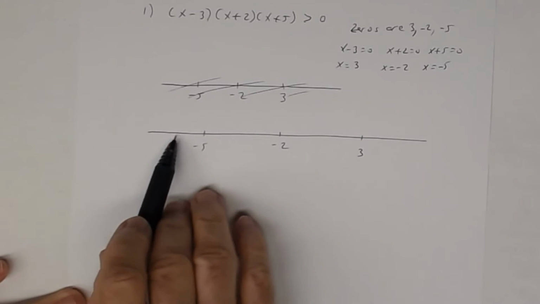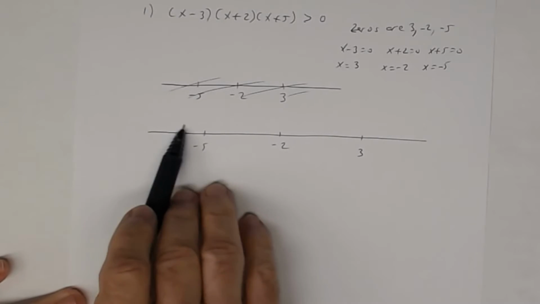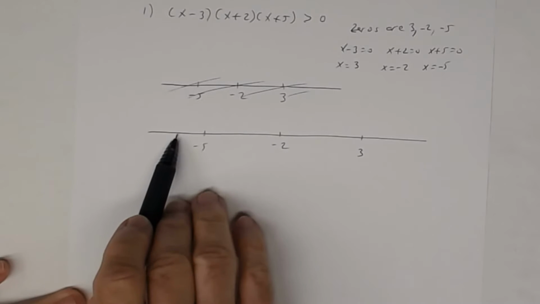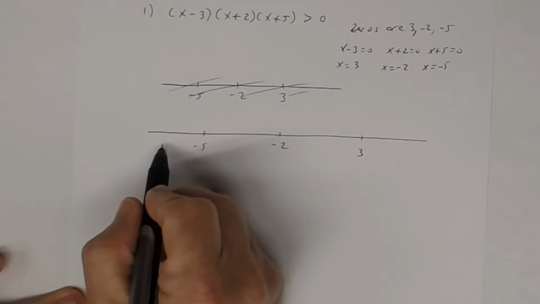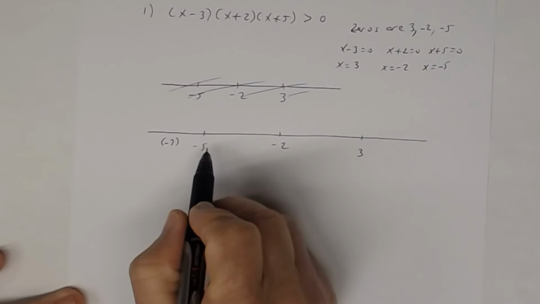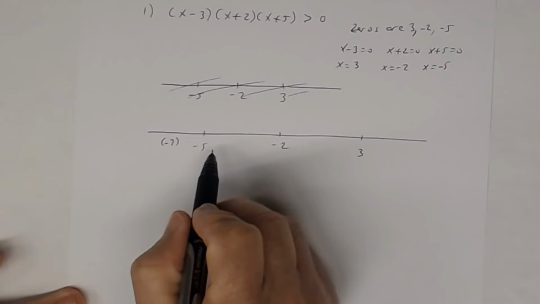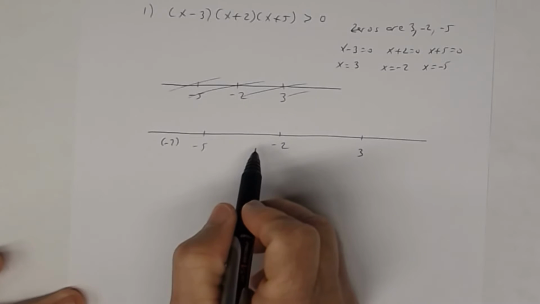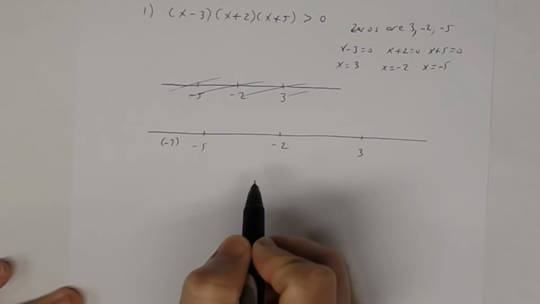It does not matter what you use as long as it's in this interval. So I'm just going to go ahead and pick the test point -7. I'm going to put the test point in parentheses. In this interval, and remember it's always easiest to use an integer.